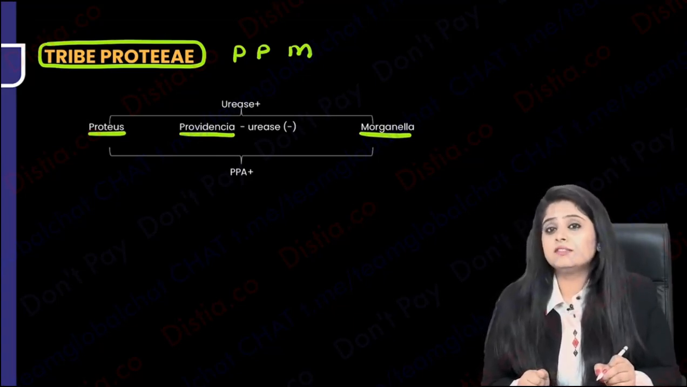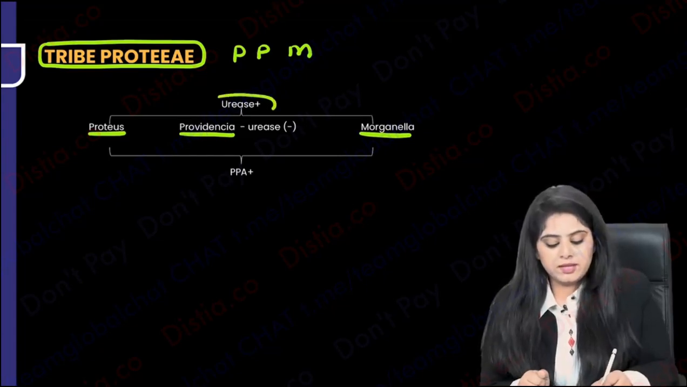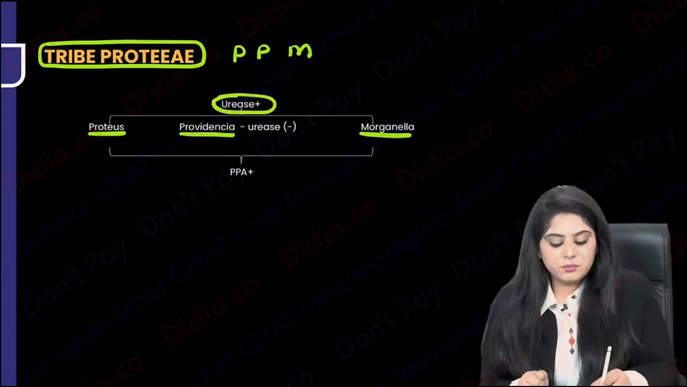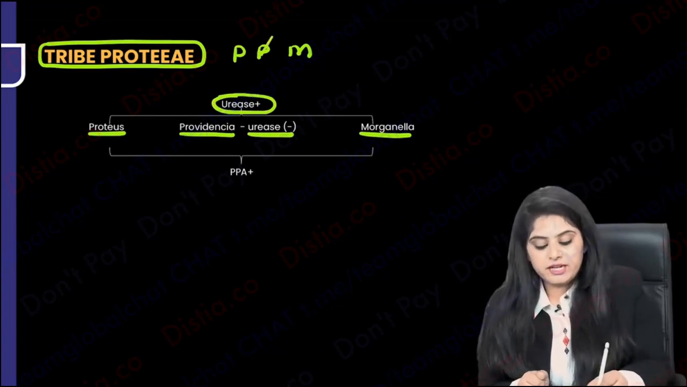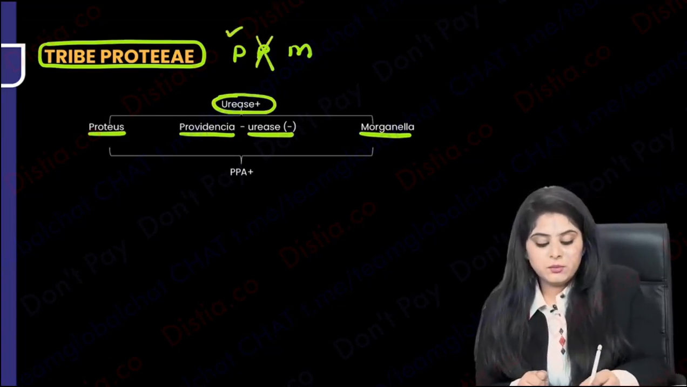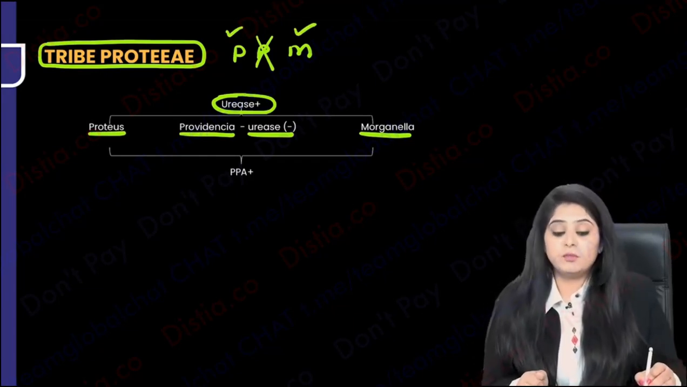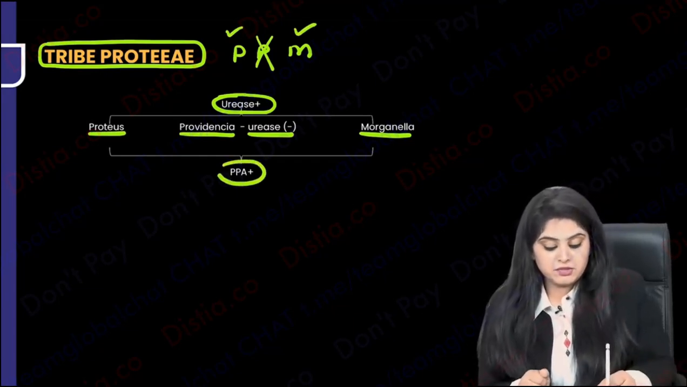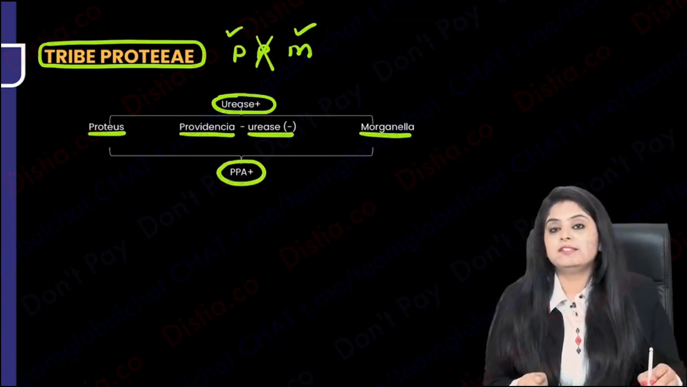Did I just tell you the punch kiss mnemonic in which I told you that Proteus is urease positive? So Proteus is, and Morganella is also. Providencia is not urease positive. Proteus and Morganella are urease positive. But one thing which everyone is positive for is the phenylpyruvic acid testing.